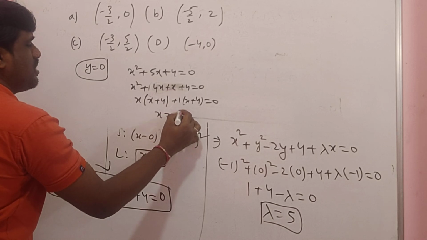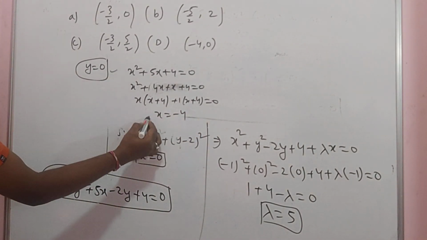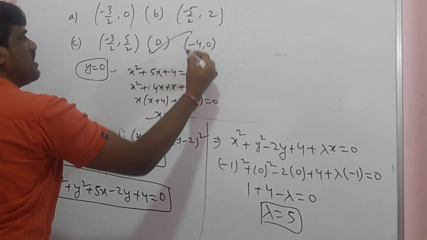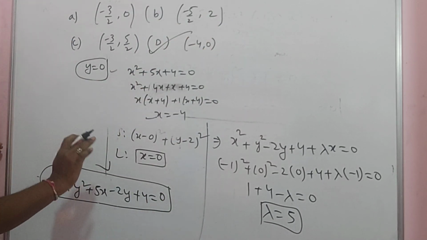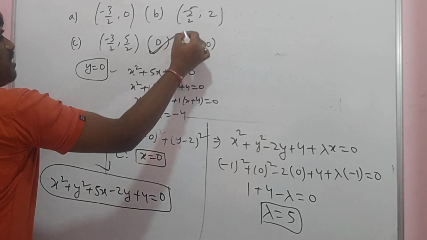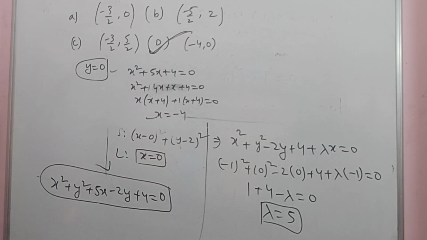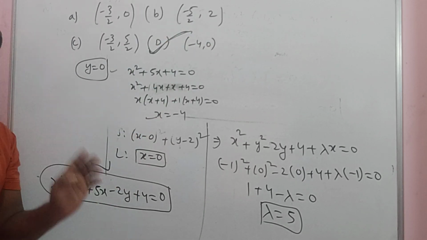From this, x is equal to minus 4. If y is 0, x is minus 4. So option D is right. If I go for another option, say substitute y equal to 2, you can check it out. But one option came right, so the other options are wrong. Here D is the right answer. Like this you can substitute and check it.